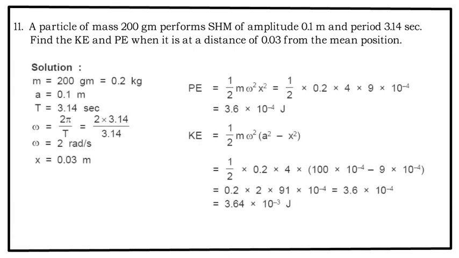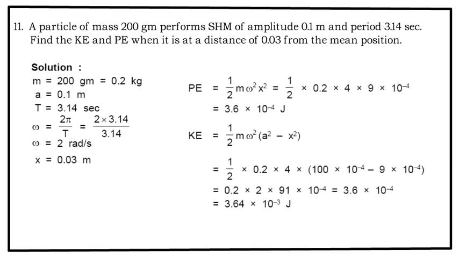M is equal to 200 gram, so M is equal to 0.2 kg. A is equal to 0.1 meter, T is equal to 3.14 seconds. So I can get omega from there, which is equal to 2 radians per second. X is equal to 0.03 meter. Potential energy, PE, is equal to half m omega square x square.